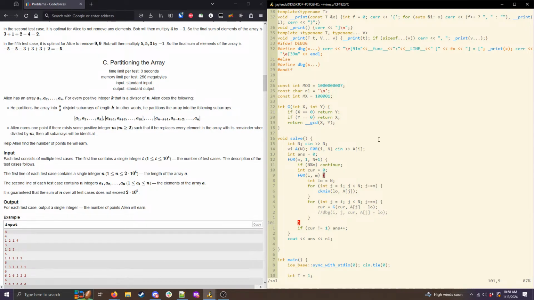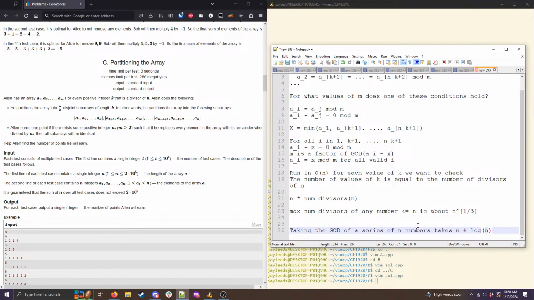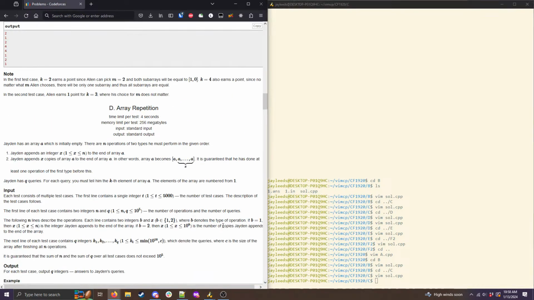Yeah, so a couple of people are saying they thought this approach would give TLE. So bookmarking the list of highly composite numbers is definitely useful. And then I think the other trick is just knowing that taking the GCD of a series of numbers is very efficient.